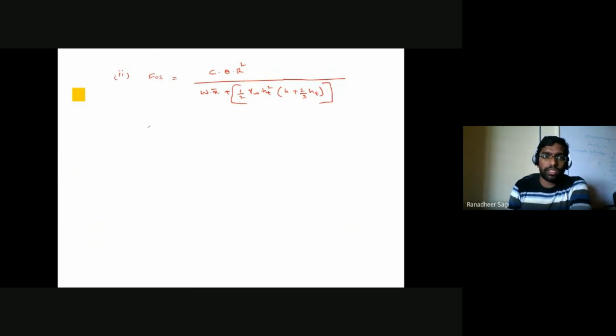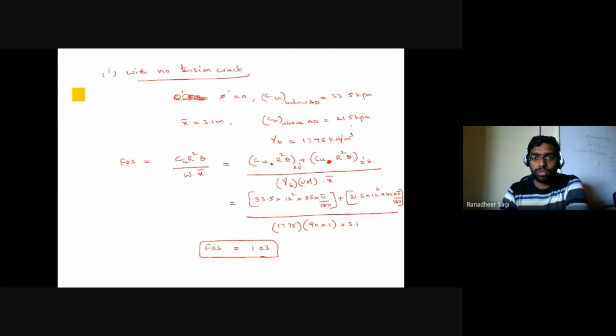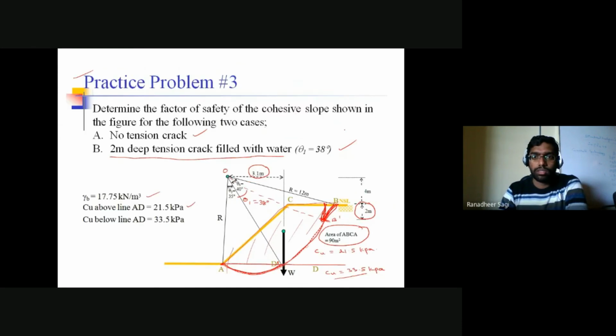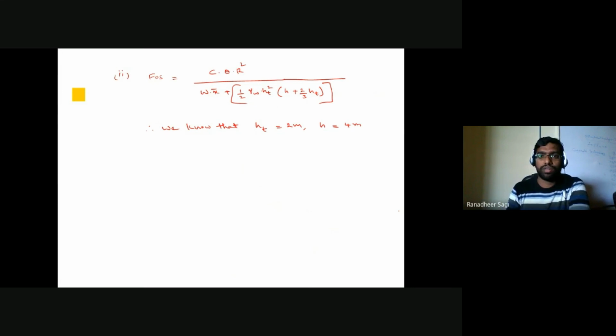In this expression, we know that ht is given as 2 meters, and h in this particular case is given as 4 meters. Looking at the problem picture, this 4 meters is small h and this 2 meters is ht. All the other things we have already seen earlier. I am just writing down my expression further in a simpler form.